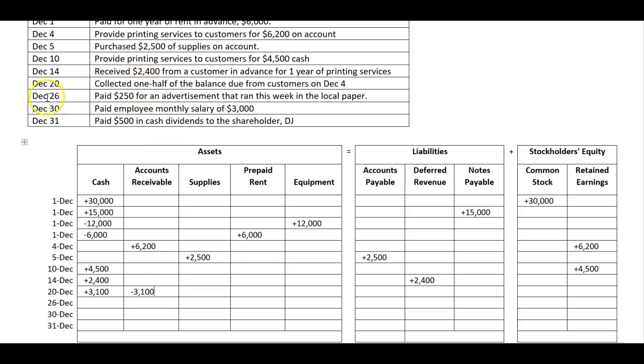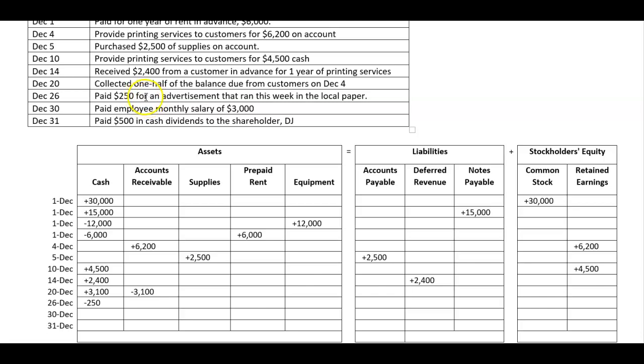All right. December 26th, paid $250. Again, anytime you pay, you know cash is involved. Your cash is going to go down for your company. Again, whether it's a check, a debit card, or anything else in the world, Bitcoin, whatever you're using as cash, is going down.